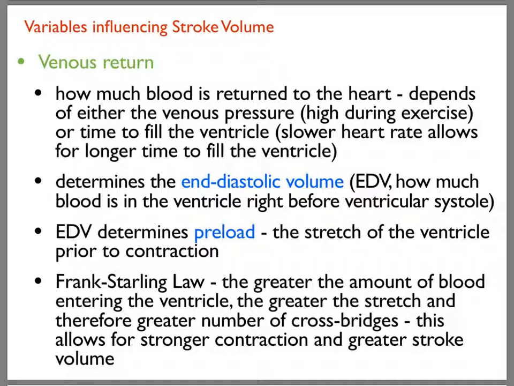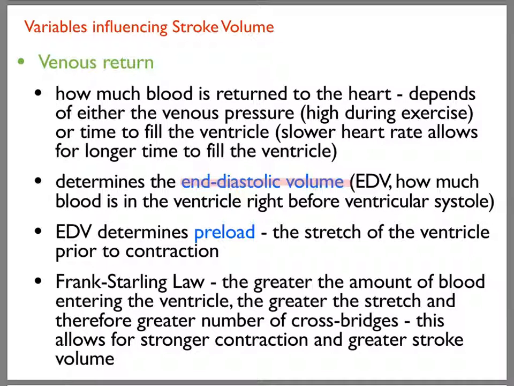The venous return is going to determine what we call end diastolic volume. When we break down that term, end diastolic volume is the volume of blood in your ventricles at the end of diastole. So at the end of relaxation, which means this is right before the ventricle contracts. So end diastolic volume is the volume of blood in the ventricle right before that ventricle contracts. And the end diastolic volume is going to determine preload.